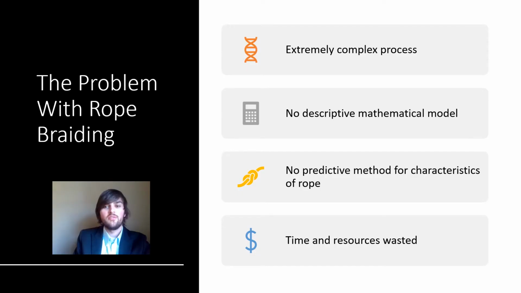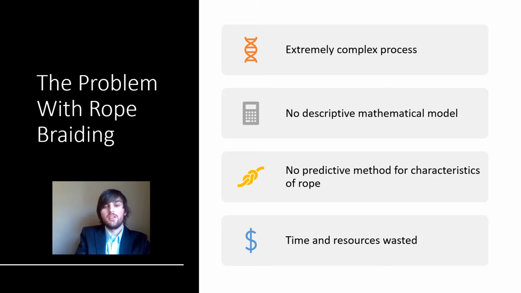Now that you have some familiarity with the rope braiding process, I want to talk about some of the shortcomings which create the necessity for the research which I'm conducting. First of all, rope braiding is an extremely complex process. It's very hard to describe mathematically, which means that there's no model sufficient to fully show what the process does.